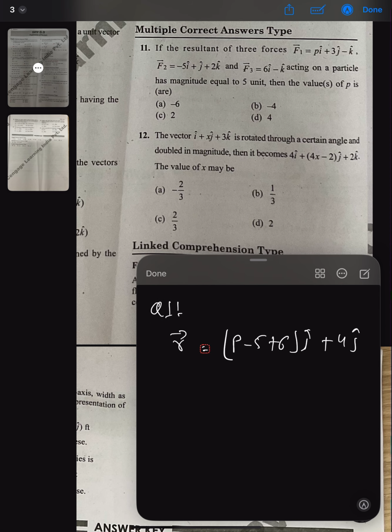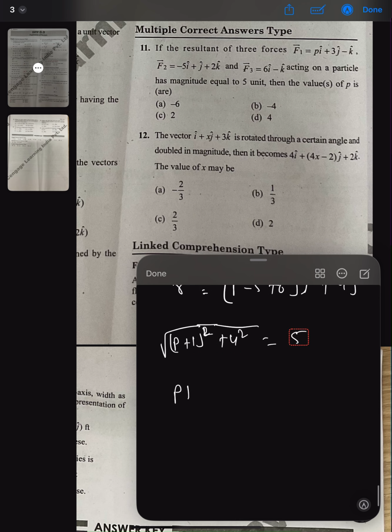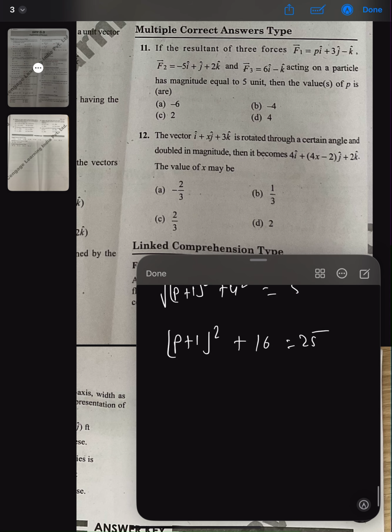So magnitude of this will be what? Magnitude will be under root (P plus 1) whole square plus 4 whole square, which should be equal to 5. So squaring both sides, (P plus 1) whole square plus 16 should be equal to 25. (P plus 1) whole square is equal to 9.